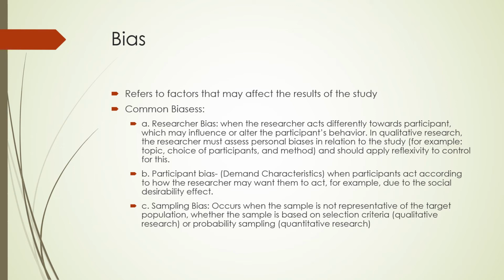The last one is sampling bias. So this occurs when the sample is not representative of the target population, whether the sample is based on selection criteria or probability sampling. So if you were looking at a nationwide survey of women, but you only chose women from the state of Florida, that may not be indicative of the entire population of women across the country. And so there would be sampling bias within that, because you have not chosen an equal sample throughout the country who may be worried about different things, may have different cultural values, may have different experiences and ideas about how the world works. All of these things would skew your research, and so that's important for those reasons.